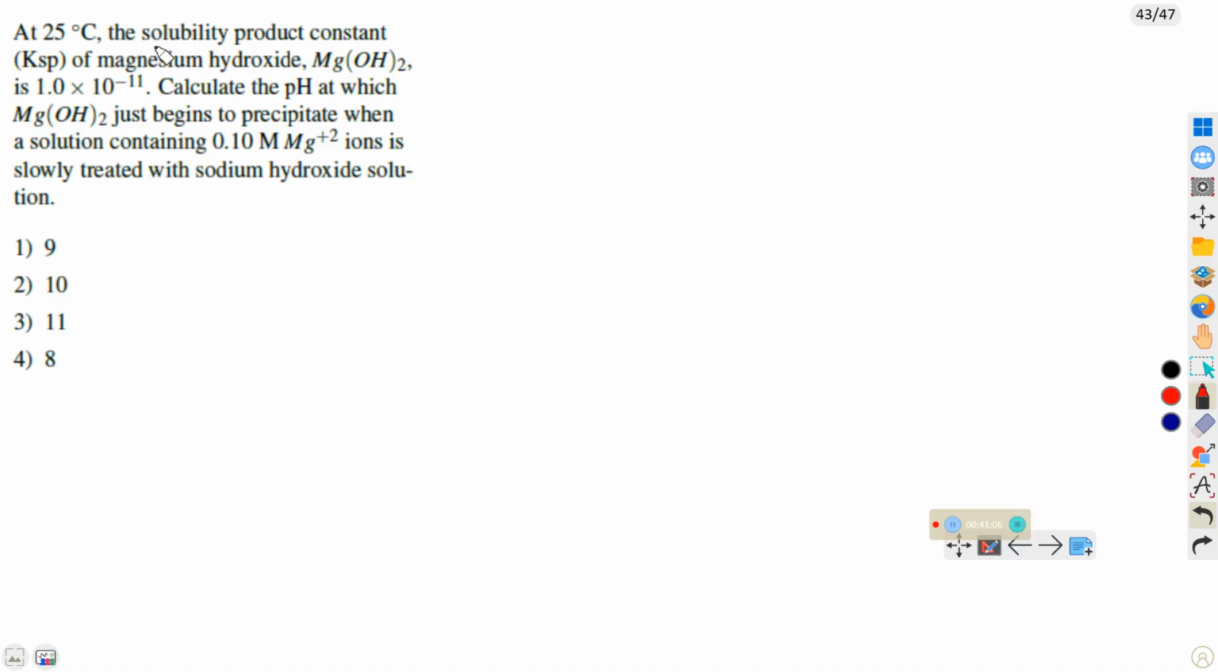At 25 degrees Celsius, the solubility product constant of magnesium hydroxide, Mg(OH)2, KSP value is given. KSP is equals to Mg2 plus into OH minus ion whole square. Calculate the pH at which Mg(OH)2 just begins to precipitate when a solution containing 0.10 molar Mg2 plus ions is slowly treated with sodium hydroxide solution.